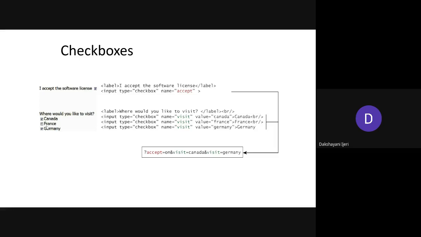So in that case, the best way is to use the radio button itself. In other cases, if you want to allow the user to select more than one option, take for example online shopping itself, correct?